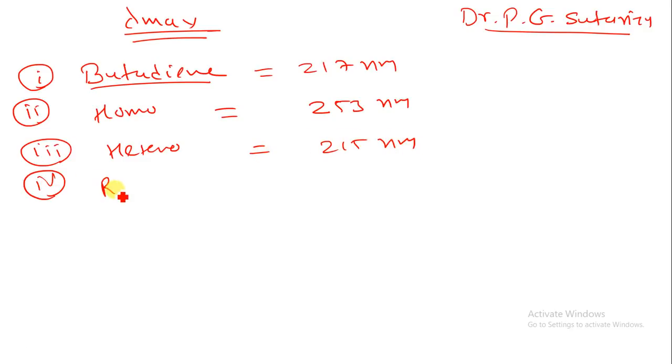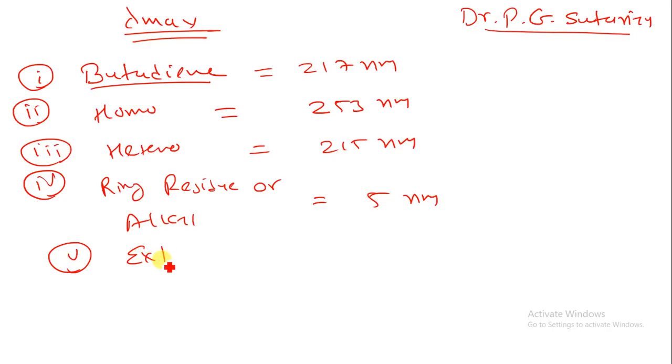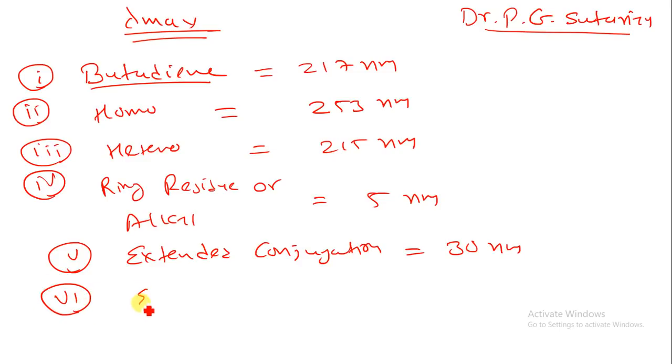If we have a ring residue, or we can say alkyl substitution, we have to add 5 nanometer. If we have extended conjugation, for each extended conjugation we have to add 30 nanometer. Next one is the exocyclic double bond. If one exocyclic double bond is present, we have to add 5 nanometer. So these are the general rules and regulations for the calculation of lambda maximum given by Woodward and Fieser. So now let us start with our example.